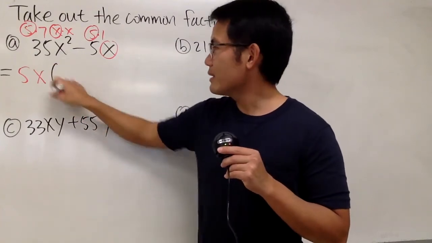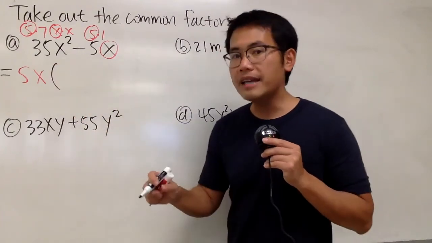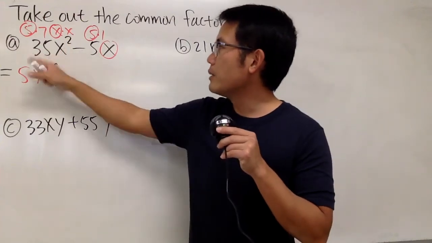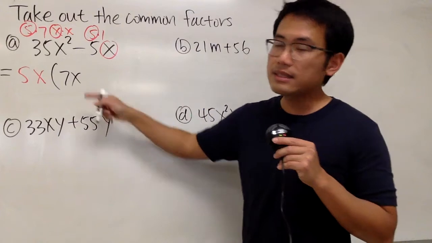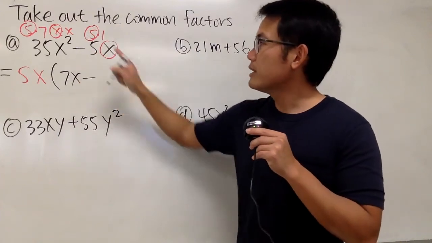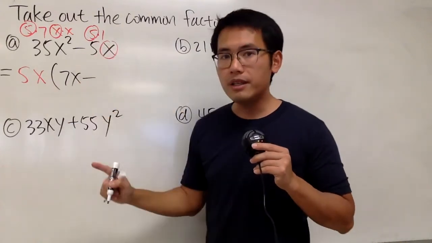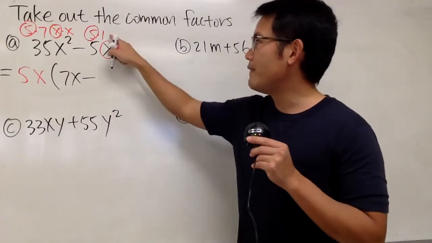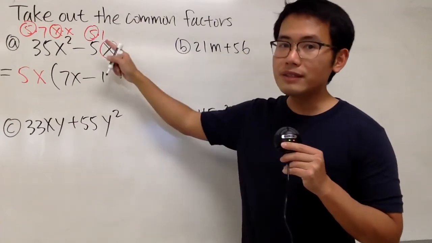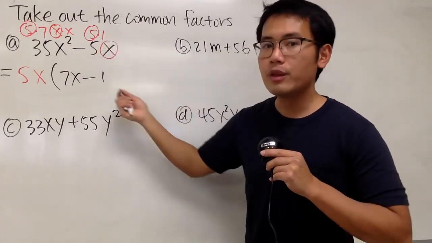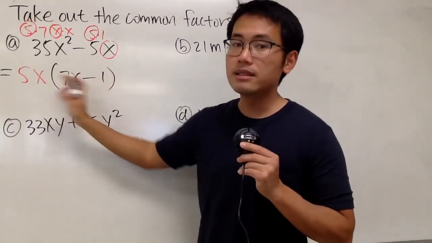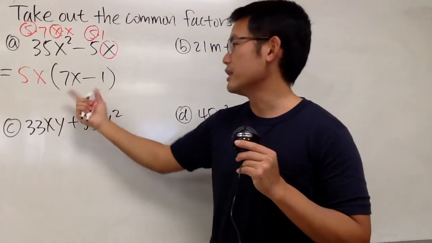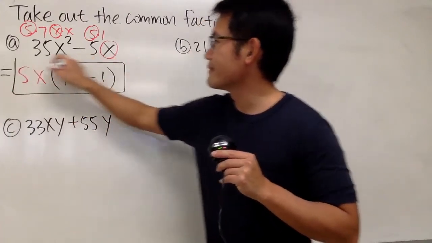All right, now let's see what are the things that are inside. For the inside, for the first term, we still have the 7x, so we'll just put that down. And then next, we have the minus. Notice that the 5 and x, they are both out already. However, there's still a factor 1. That's why I emphasized the 5 times 1 earlier. You have to put down a 1 right here. So the final answer is 5x times 7x minus 1 in parentheses, like this.